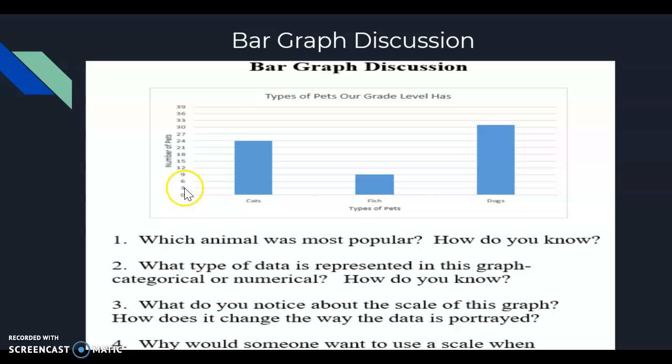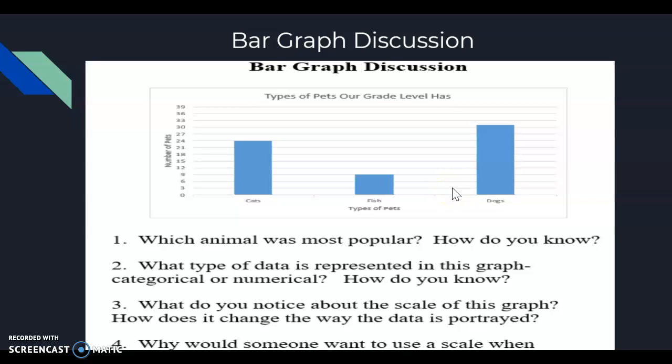And if you'll see, from 0 to 3 is 3, from 3 to 6 is 3, from 6 to 9, that's 3. So the actual scale is 3, because we're counting by 3 to get from one number to another. Okay?